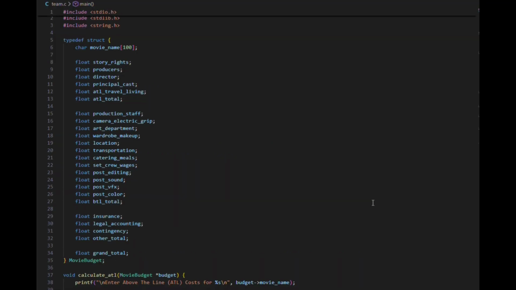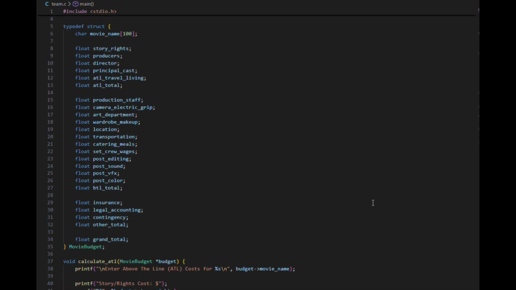This is the C programming code in movie budget creation.